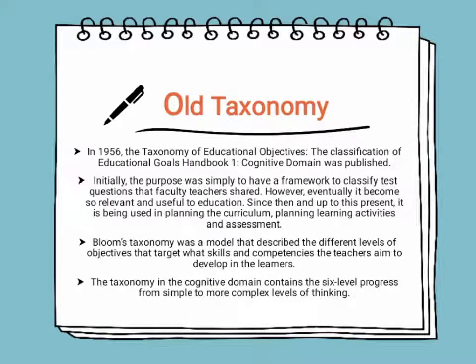Bloom's taxonomy was a model to describe the different levels of objectives that target what skills and competences the teachers aim to develop in the learners. The taxonomy in the cognitive domain contains the 6-level progress from simple to more complex levels of thinking.